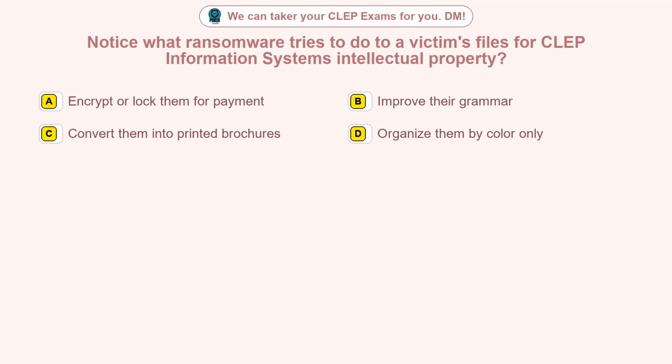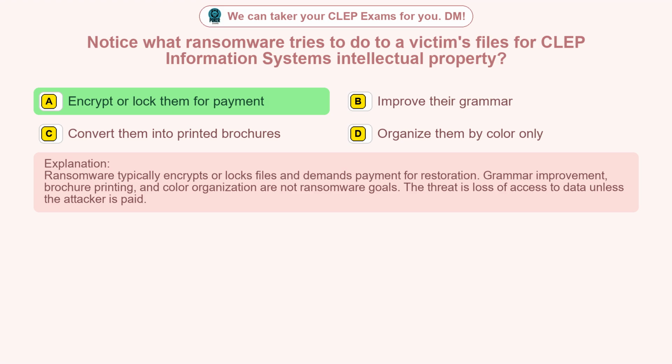Question 42. Notice what ransomware tries to do to a victim's files for CLEP Information Systems intellectual property. Option A. Encrypt or lock them for payment. Option B. Improve their grammar. Option C. Convert them into printed brochures. Option D. Organize them by color only. The correct answer is option A. Encrypt or lock them for payment.